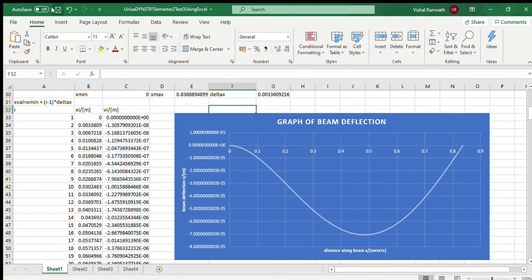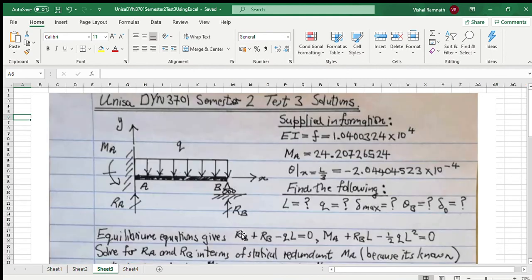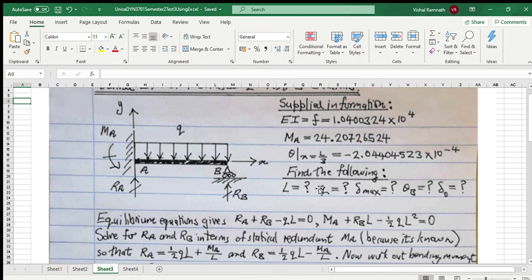That looks nice. Okay, so this is the beam, and this is in units of meters, and this is in units of meters. If we wanted to, we could change the values to plot it in meters and millimeters for the sake of argument. But let's not make things too complicated. The question that we had was looking for the length, which we worked out, the UDL load intensity q, which we worked out, the delta max, the theta B, and the delta zero.